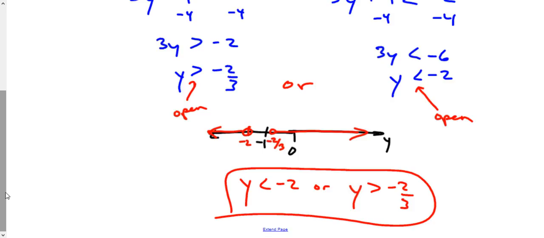Okay, not too bad. We have one where it is an open interval, where you have to do open circles, but this is how you solve absolute inequalities.